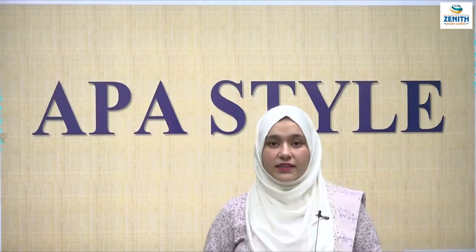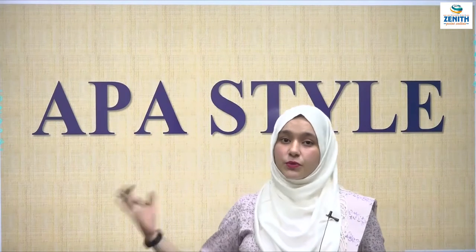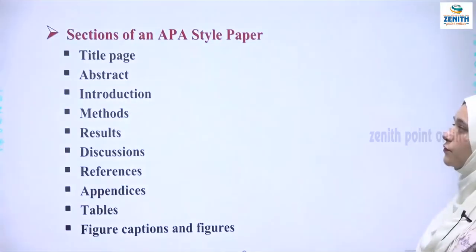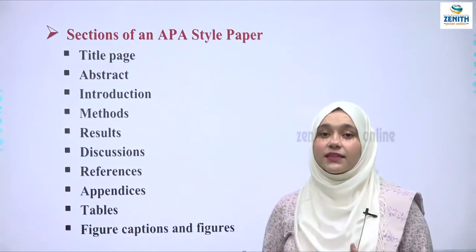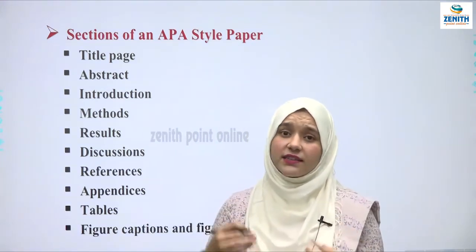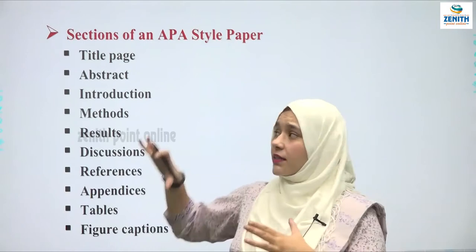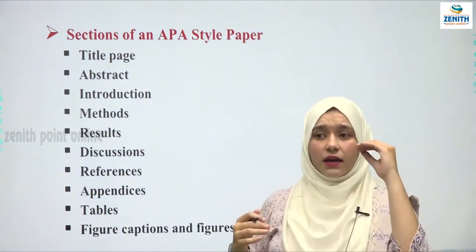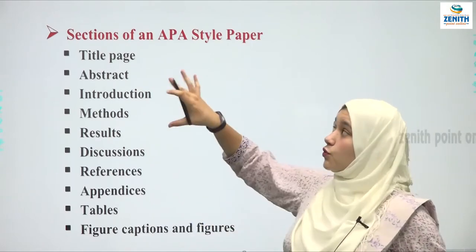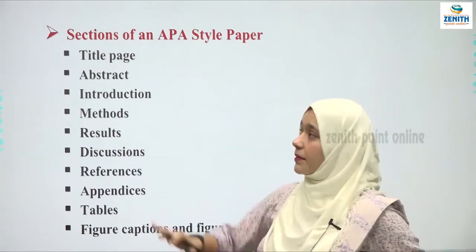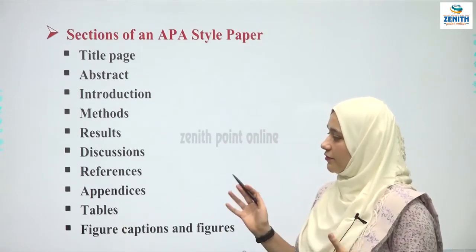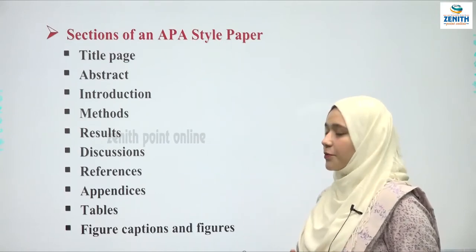For example, if you are writing a research paper, how can you format it using APA style, and in your thesis how can you use it, and so on. Let's begin. First of all, we need to understand that there are various sections of any research, because we have already studied that it is systematically divided, and accordingly at every step you are given certain headings. There are several sections of an APA style paper: title page, abstract, introduction, methods, results, discussion, references, appendix, tables, and figure captions.